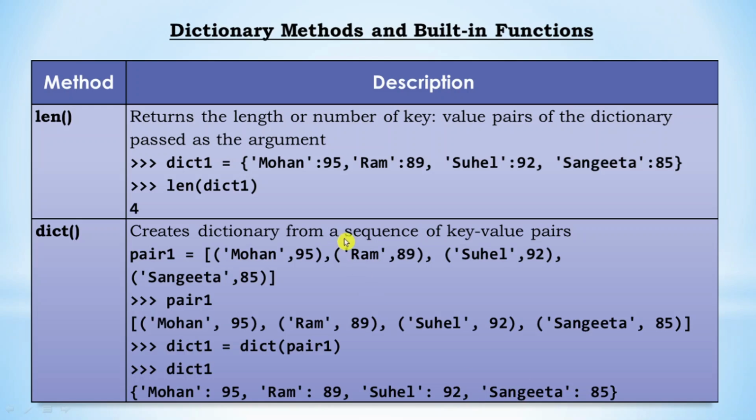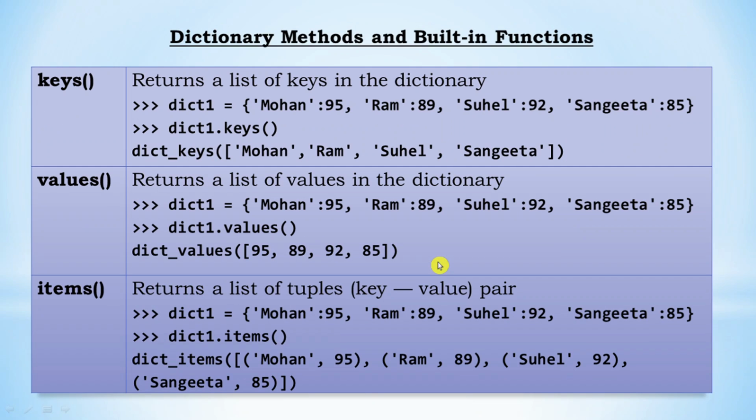So dict method is used to create a dictionary from a sequence of key value pairs. Next function, keys. This function returns the list of keys in the dictionary. For example, dict1 is a dictionary. dict1.keys will display the 4 keys from the dictionary.